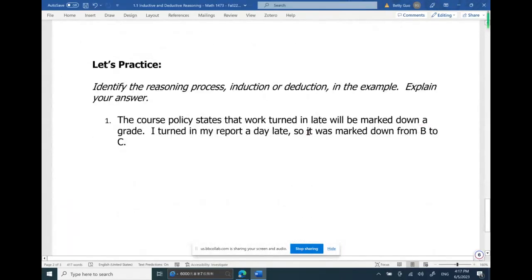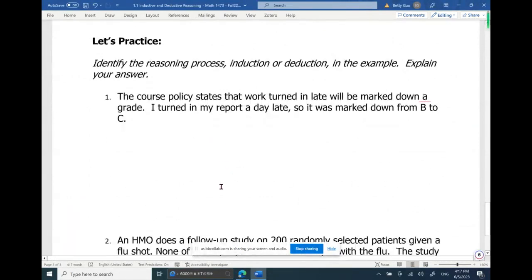Let's practice deduction. This is to identify deduction or induction. Explain your answer. Number 1, the course policy states that work turned in late will be marked down a grade. I turned in my report a day late, so it was marked down from B to C. So induction or deduction? Pause and think.